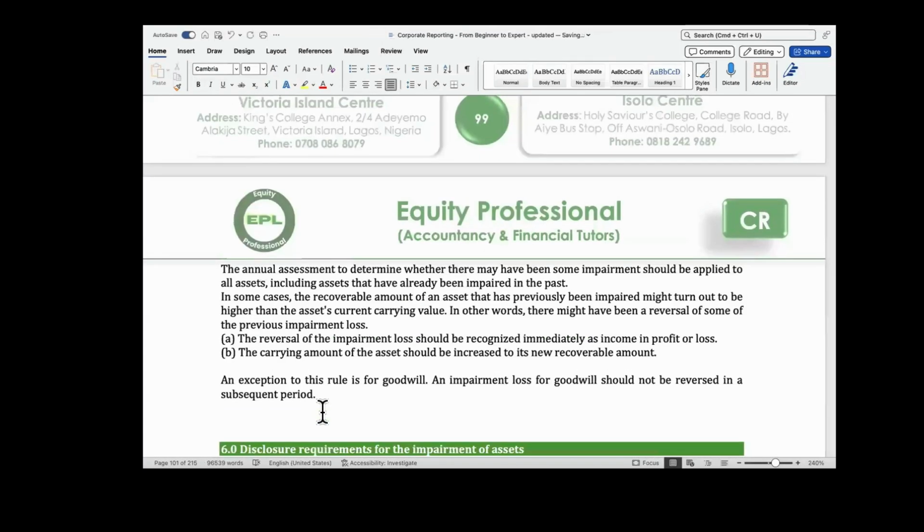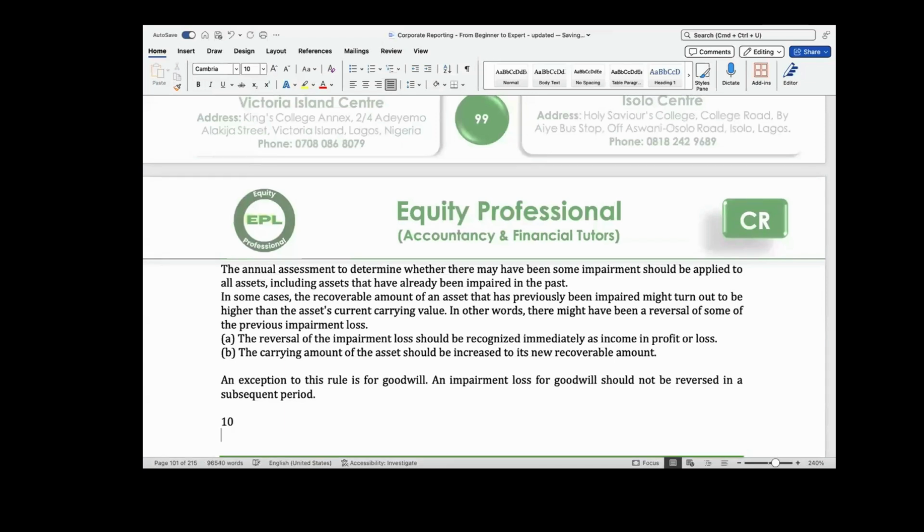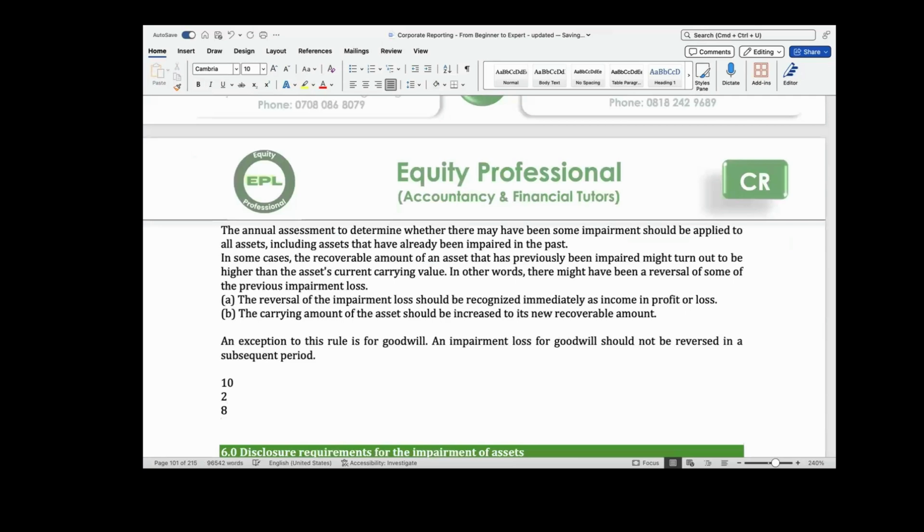So let's say before impairment, the value of an asset is 10. So you impaired. You say impairment loss is 2. So you wrote it down to a recoverable amount of 8. Right? So next year, you now say there is a reversal, and that the value has gone up to 12, right? IAS 36 is saying that this reversal will not work. It will not work up to 12.